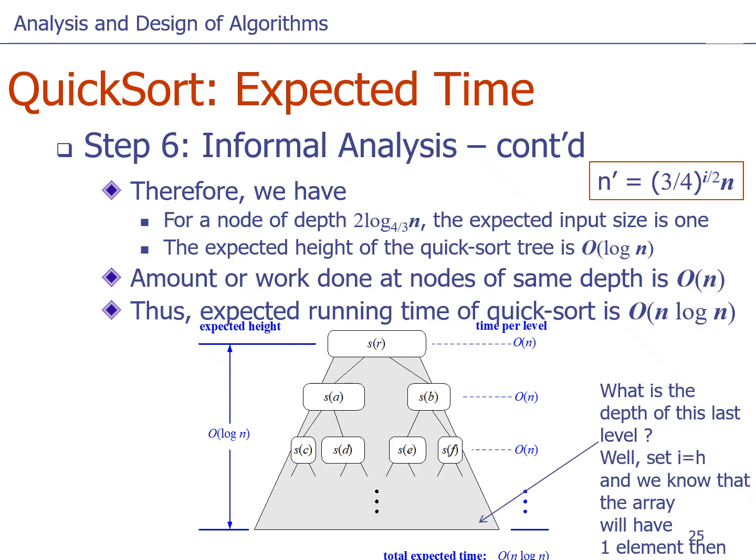To solve that, we will have to take the log. Okay? And that's what you see as the point that says for a node of depth i multiplied by log to the base of 4/3, the expected input size is 1. So again, I'm doing here a straightforward logarithmic manipulation.